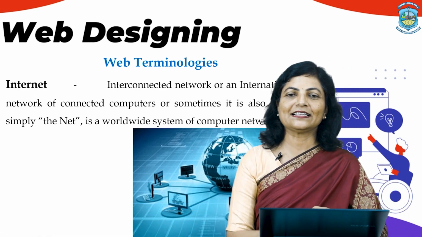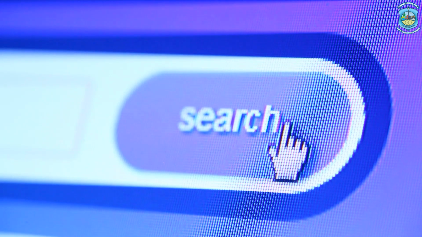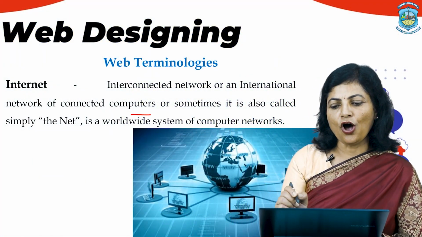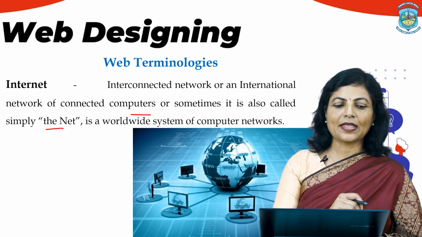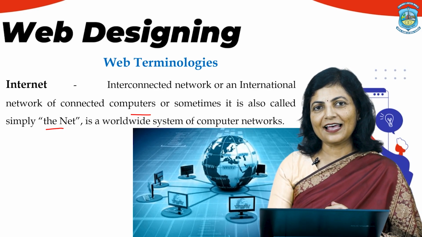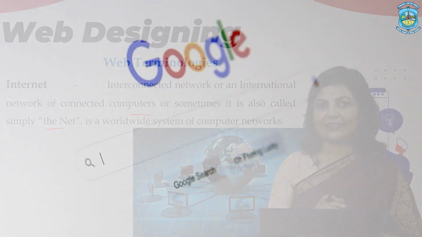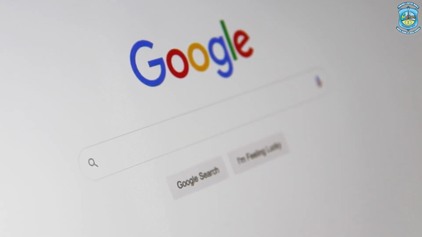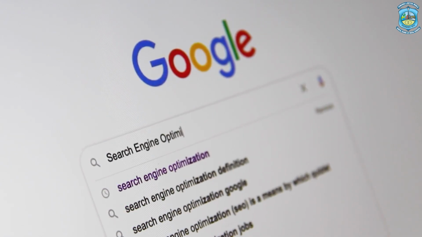The very first one is Internet. Internet is an interconnected network or an international network of connected computers, or sometimes it is also called the net. Internet is a worldwide system of computer networks. It is a network of networks. If your computer is connected to Internet, you can access information available on the Internet anywhere from any of the computers.